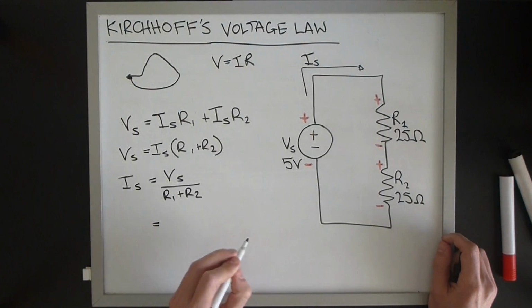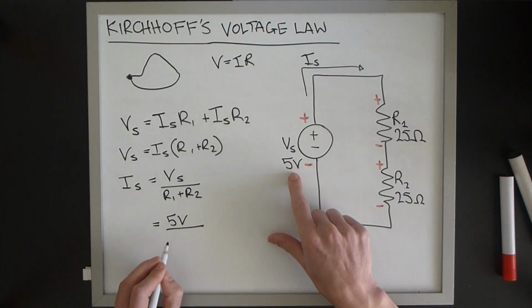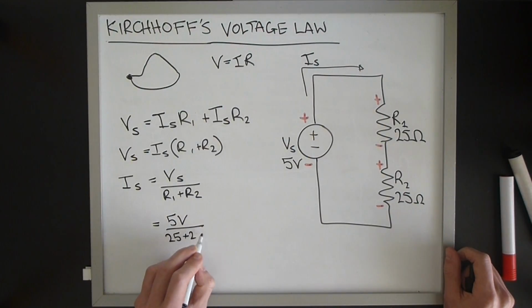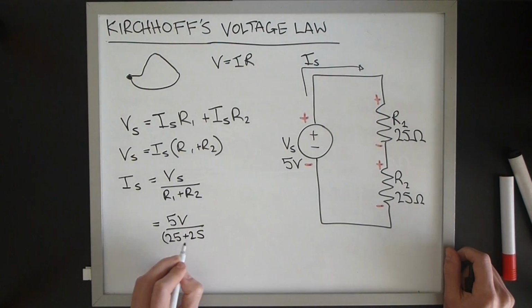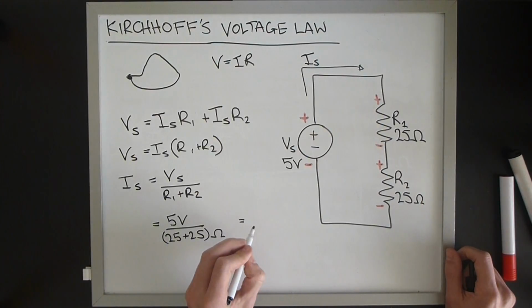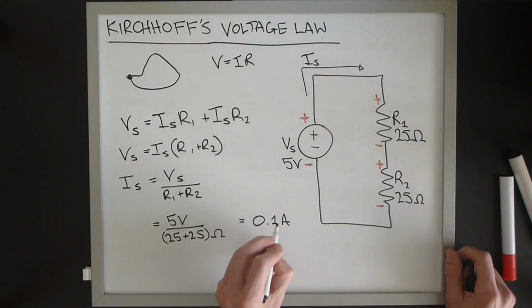which is equal to 5 volts on 25 plus 25 ohms, which is 5 on 50, which is 0.1, so Is equals 0.1 amps.